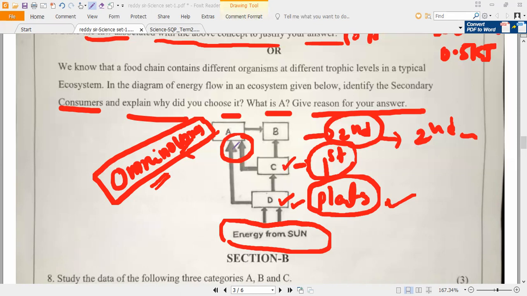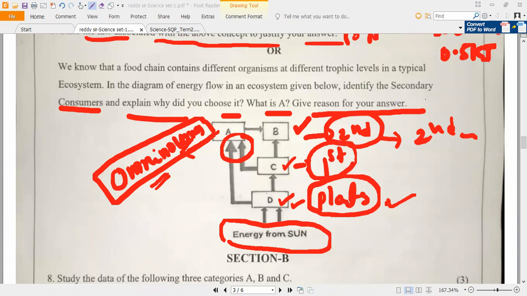So we take the example of an omnivore, like a dog. A dog can eat both plants and animal food, and that dog can be eaten by a lion. So that is why I am considering B as a secondary consumer. Will you accept it, guys? Please respond, everybody. So A is the omnivore and B is the secondary consumer.